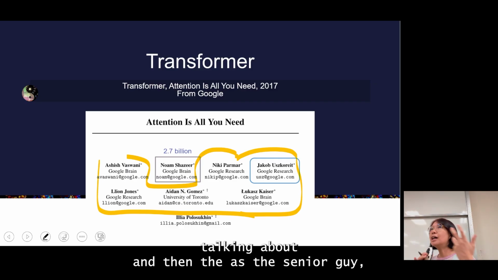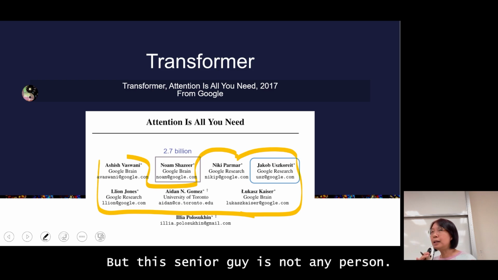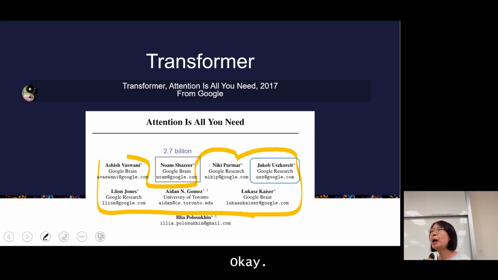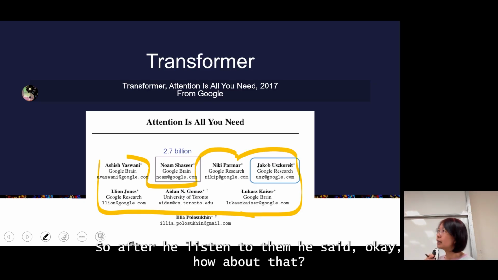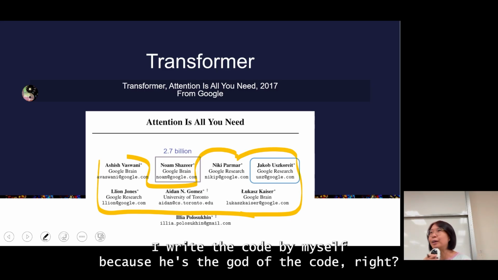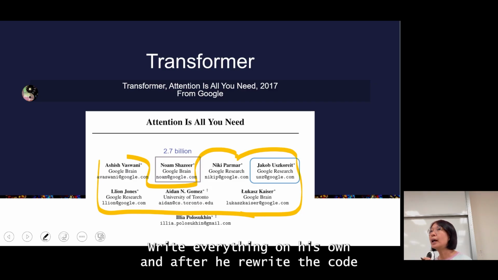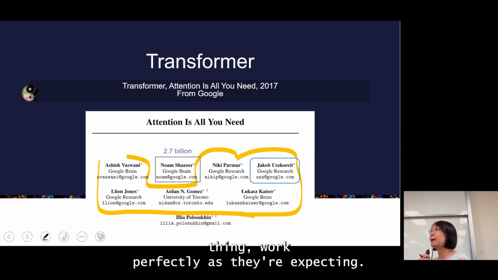So he talked to them and listened to these young employees. Sometimes a senior guy doesn't pay attention to juniors, right? But this senior guy is not just any person. He did listen, and he felt that what they said made sense. They were just wondering why the experimental result did not show that. After he listened, he said, how about I write the code by myself? Because he's a god of code, he wrote everything on his own, and after he rewrote the code, things worked perfectly as they expected.